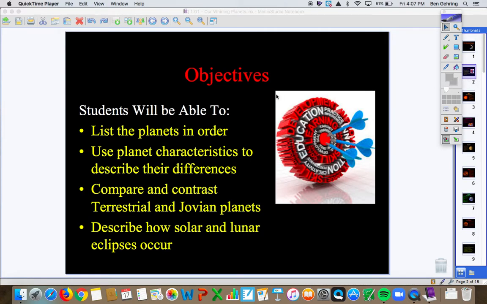So at the end of this, you will be able to list the planets in order, starting at Mercury, ending at Neptune. Use characteristics to describe and identify planets. You'll be able to compare and contrast terrestrial and Jovian planets, which we'll talk about what these terms mean shortly. You're going to describe how solar and lunar eclipses both occur, and the differences between those.